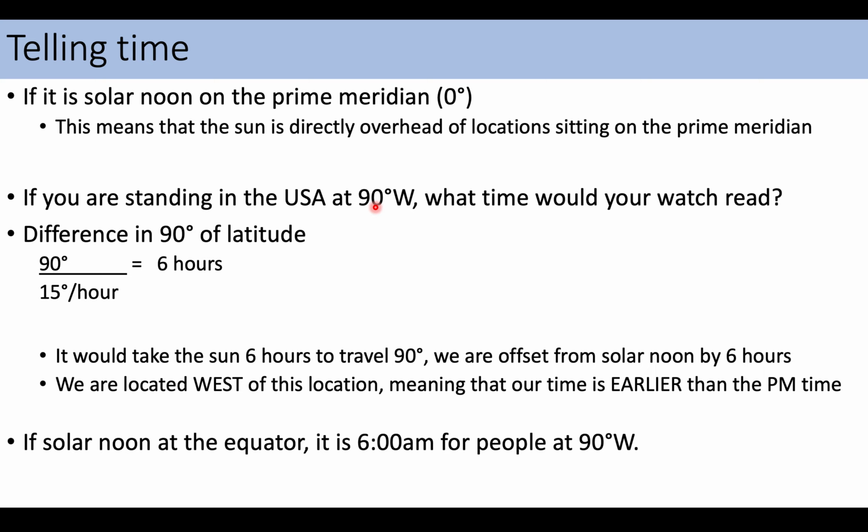So if it is solar noon at the prime meridian, it is 6 o'clock in the morning for us at 90 degrees west. It is 6 a.m. So we take that 6 hours and we subtract it. It is not yet noon for us in the US, and in 6 hours, it will be. The sun is going to take 6 more hours to go from the prime meridian to us at 90 degrees west. And in 6 hours from this time, we will have solar noon at 90 degrees west.